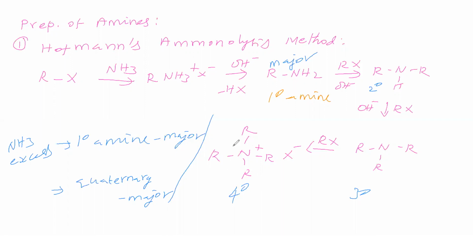Quaternary ammonium salt is a major product, means what we have to take excess? RX you have to take excess. So you have to take RX as excess. If you take RX as excess, we will get quaternary ammonium salt. If you take ammonia as excess, primary amine is the major product. This method is called Hoffman's ammonolysis method. In this ammonolysis method, we will get all the types of amines.